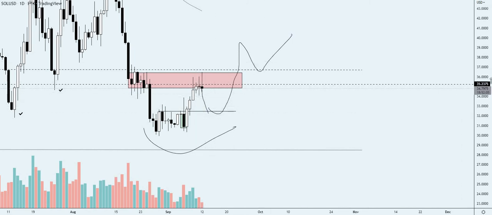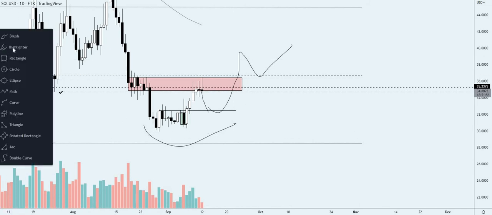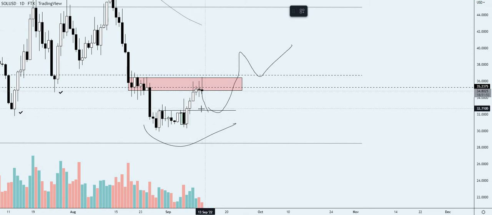Okay, so that's what I want to see, because if we start to hover around here and dip below again, then it's failed, it's invalid, and I'm out, kind of thing. Okay, so again, very similar, but this is kind of my area where I would look to get long.